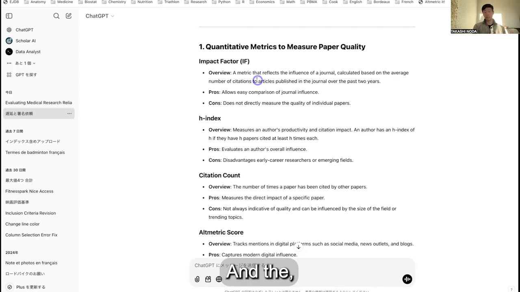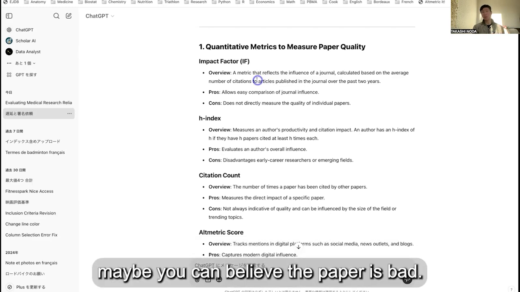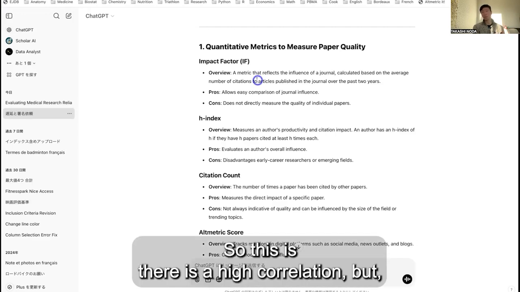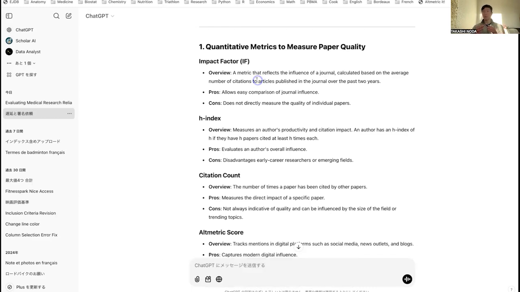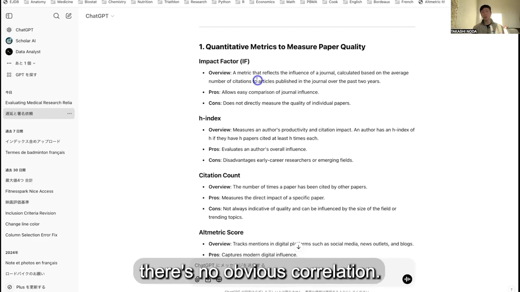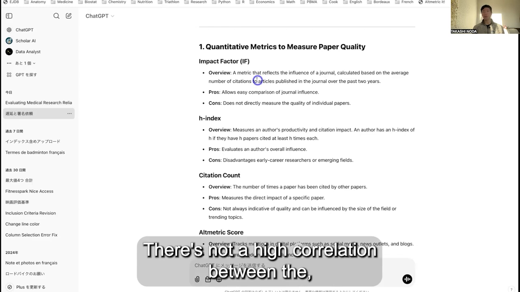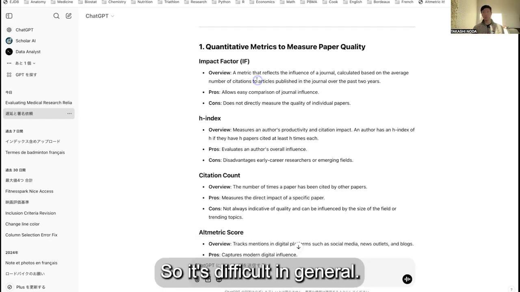And likewise, if the paper is published in a very bad journal, maybe you can believe the paper is bad. So there is a high correlation. But in the middle range, where most of the papers fall, there's no obvious correlation. There's not a high correlation between the impact or quality of the study and the impact factor of the journal. So it's difficult in general.